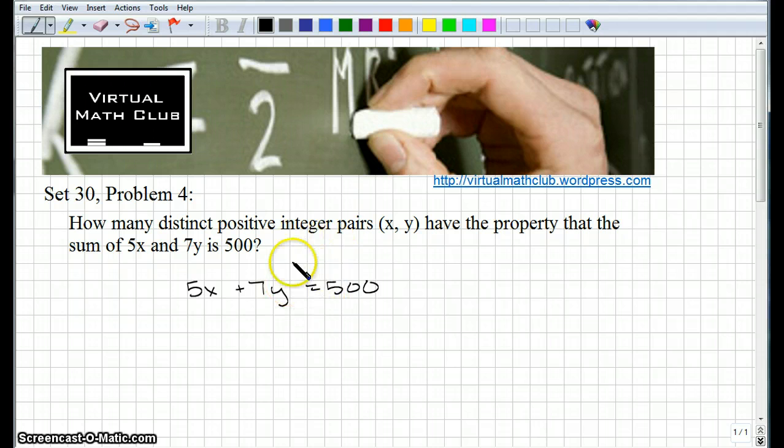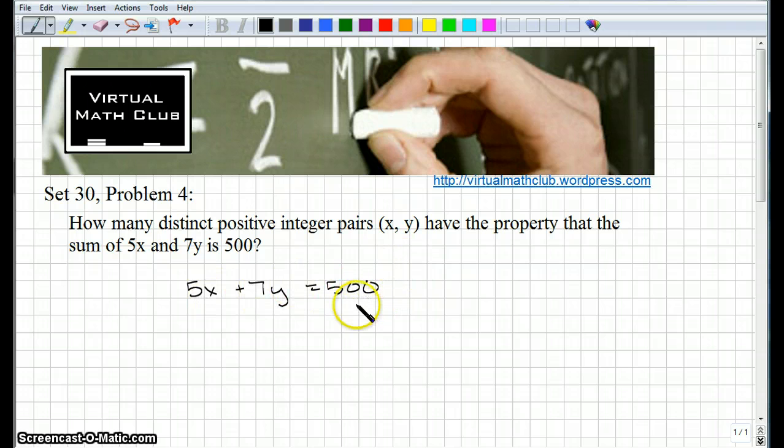Whenever you're dealing with these types of integer problems, we're dealing with discrete values, integers. So x and y are integers. They can't just be anything. You can't have an x of 2.65 or anything like that. They have to be integers. When you're dealing with integer problems, it's often a good idea to look at the factors.